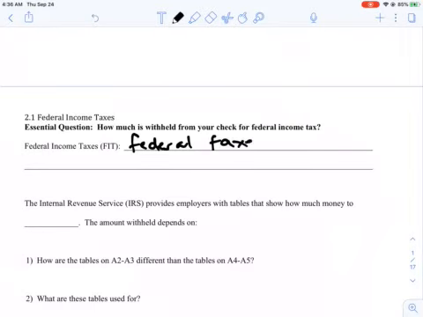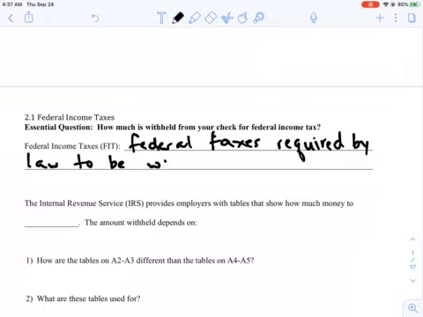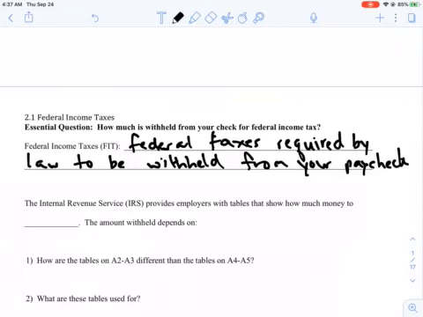So these are the federal taxes required by law to be withheld from your paycheck. This is actually a law, and if employers don't do this, they can face serious consequences from the federal government and the IRS specifically. The Internal Revenue Service, the IRS, provides employees with tables that show how much money to withhold.